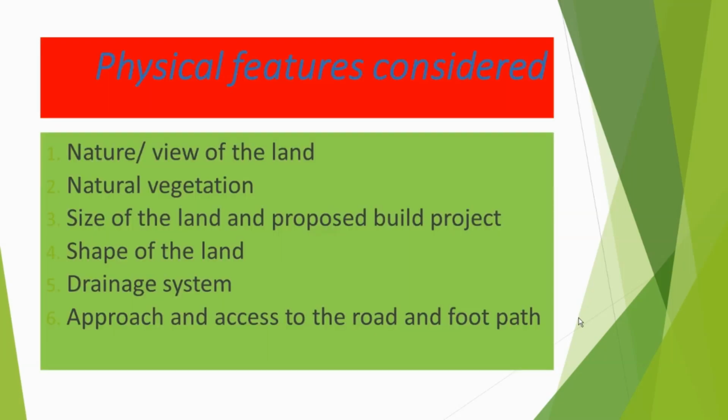The fourth element is the physical features which should be considered during the building process. The first consideration is the nature or the view of the land, natural vegetation, size of the land and the proposed building project, shape of the land, drainage system, approach and access to the road and the footpath.